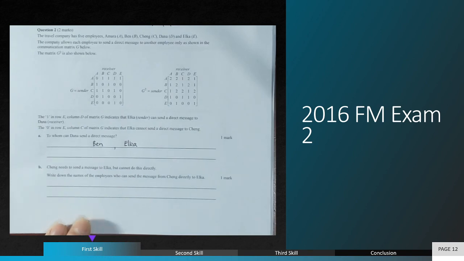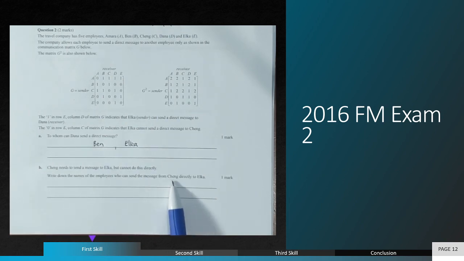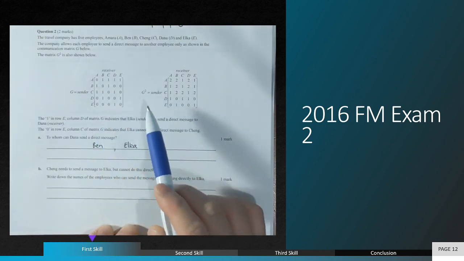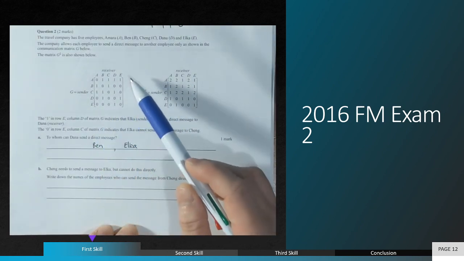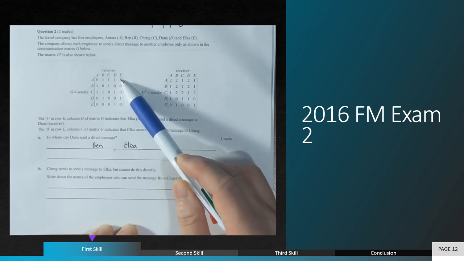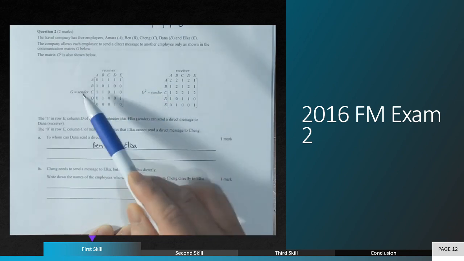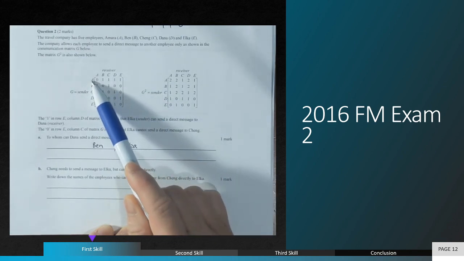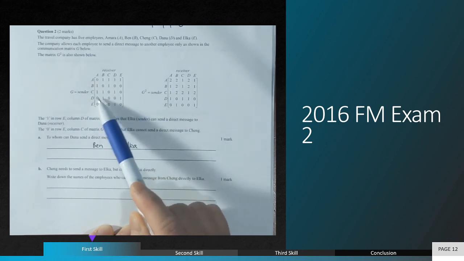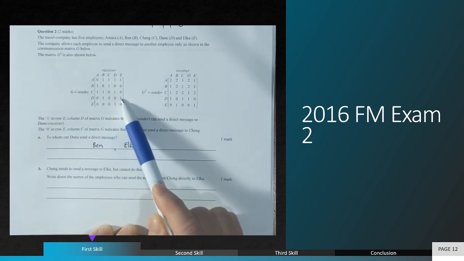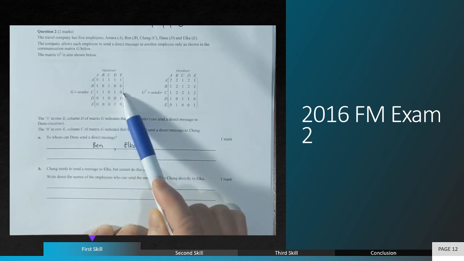Direct message anyway. Part B. Chen needs to send a message to Elka but cannot do this directly. Write down the names of the employees who can send a message from Chen directly to Elka. So let's look at who can send messages to Elka. We have A and we've got D. So we've got sender A, so Amara can send it to Elka. And Dana can send it to Elka. But obviously Chen cannot send to Elka.